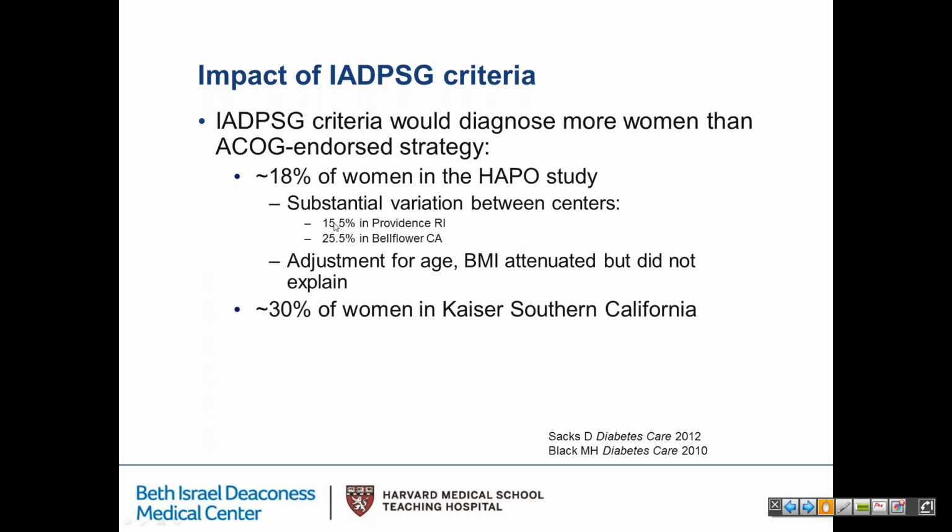So in the original HAPO study, compared to 4 to 7% of the population diagnosed with a two-step testing paradigm, nearly 18% of the women met criteria for gestational diabetes by the IADPSG thresholds. There was a lot of variation between the centers, so depending on the population that you looked at in Providence, Rhode Island, which is probably fairly close to our population here in Eastern Massachusetts, there was a 15.5% rate of gestational diabetes based on those thresholds. However, in Southern California, it was closer to 25%. And another group in Southern California, one of the Kaiser groups, found that nearly 30% of their population would have been diagnosed using the IADPSG guidelines.